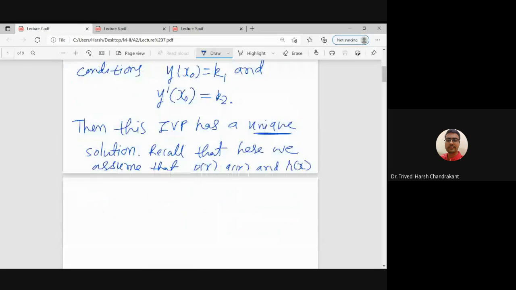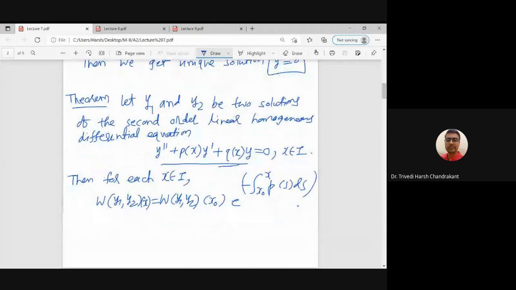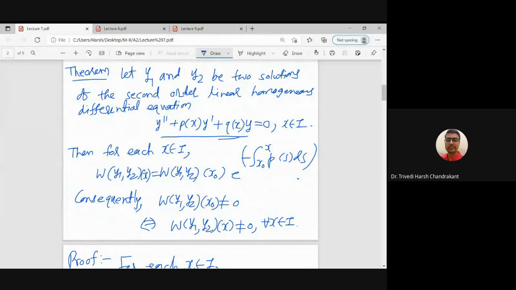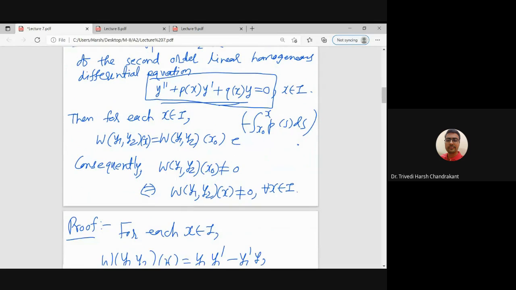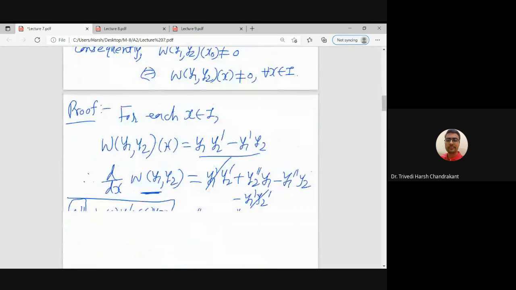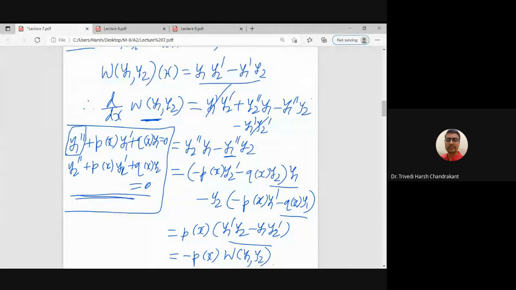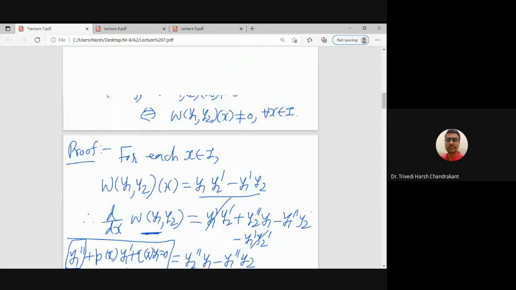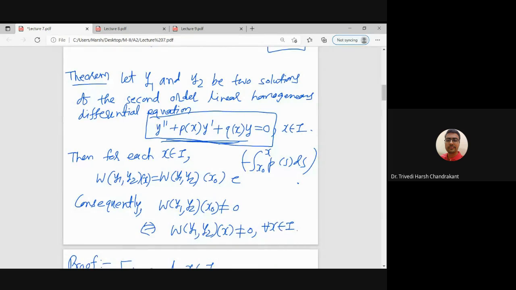In the previous lecture, one of the students mentioned that there was a typo regarding this formula. In the statement of the theorem, we considered y'' + p(x)y' + q(x)y = 0. But on the other hand, in this part, I had considered y'' + q(x)y1' + r(x)y1 = 0. So I have corrected this according to this particular equation.